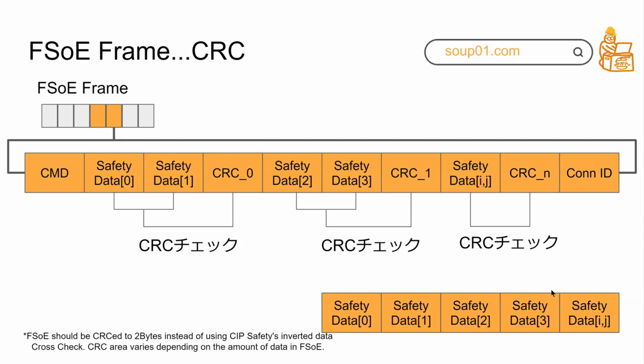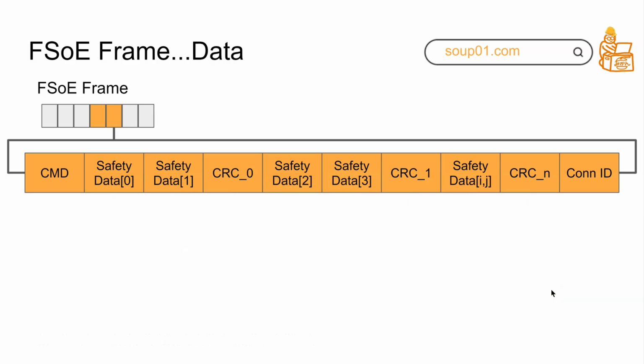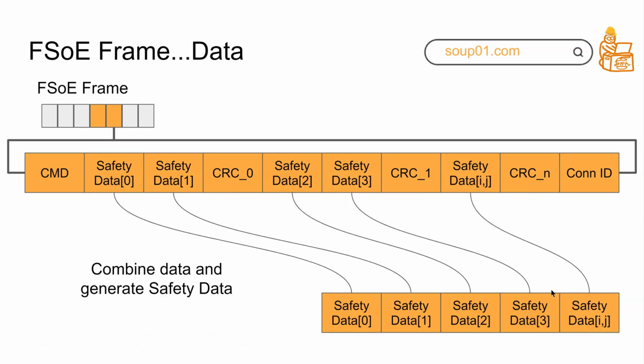And here's a little remark that FSoE should use a CRC of 2 bytes. If you used Black Channel safety before, it used cross-reference checks. With the CRC, it depends on how much FSoE data you have. And the next part is data. After the CRC check, if the data is okay, then you combine all the data to generate the safe data that the device uses.